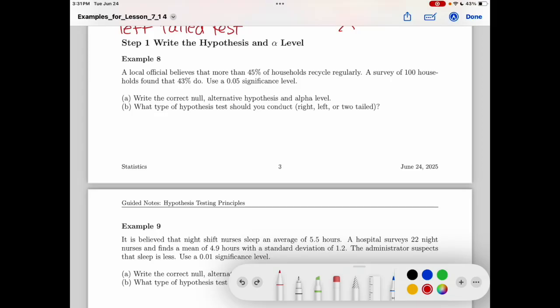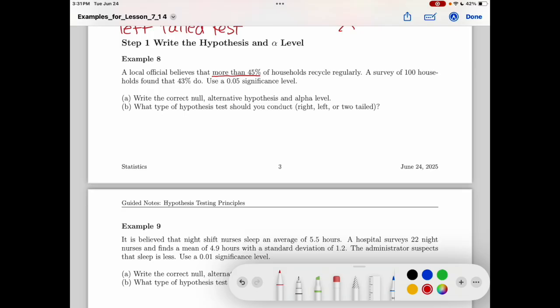In examples 8, 9, and 10, we're going to look at how to complete step 1 of a hypothesis test. So we're going to practice writing the null and alternative hypothesis, stating the alpha level, and which type of test it is, if it's right, left, or two-tailed.